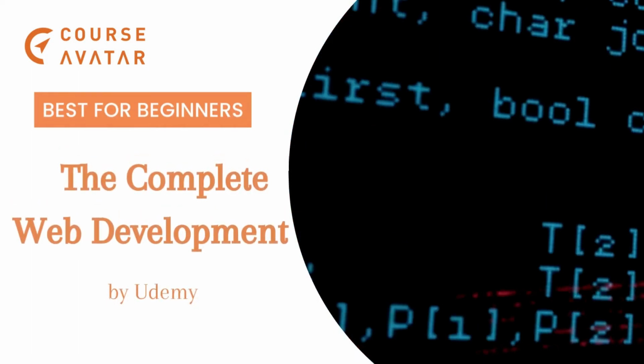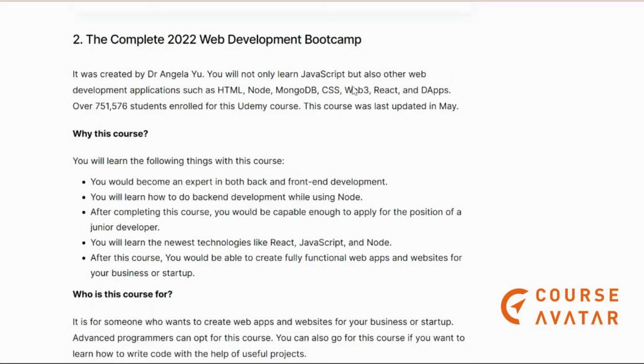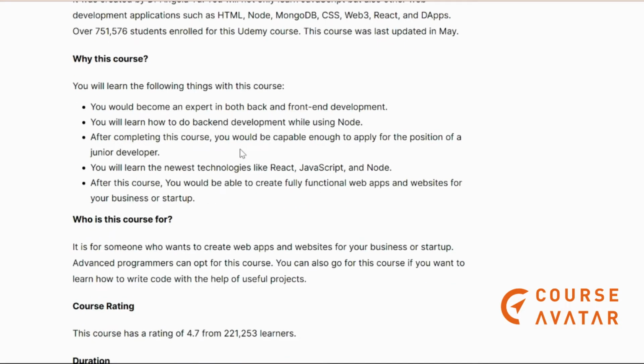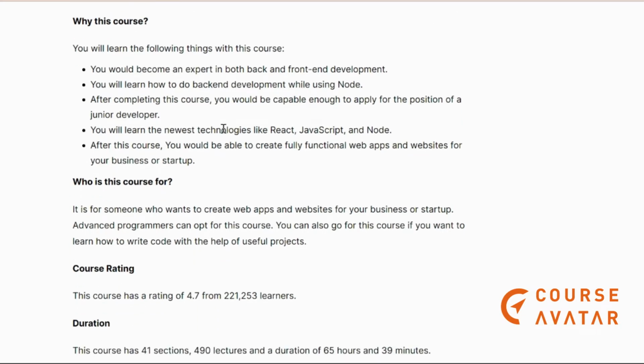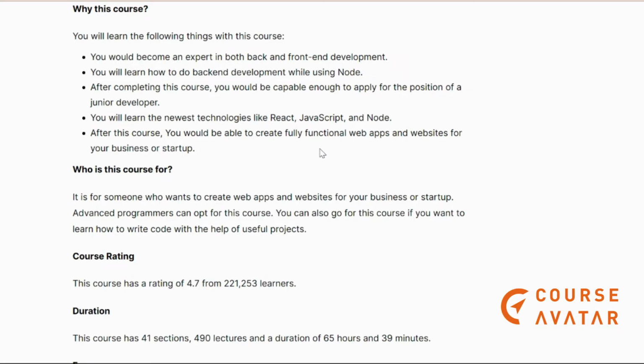So our second course is the complete web development course, and here you will learn not only JavaScript, but also other web app development technologies such as HTML, Node, MongoDB, CSS, Web3, React, and DApps. This course you will find on Udemy, and after this course you would be capable enough to apply for the position of junior developer. Here you will learn some new technologies like React, JavaScript, Node, and you will learn how to do backend development using Node. After this course you would be able to create fully functional web apps and websites for businesses and startups.